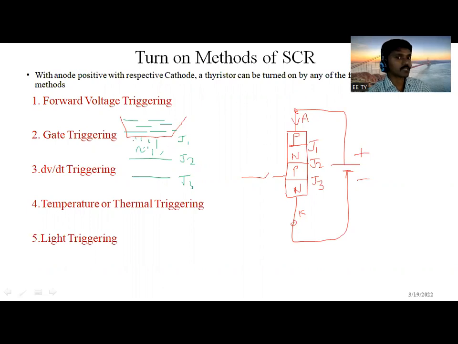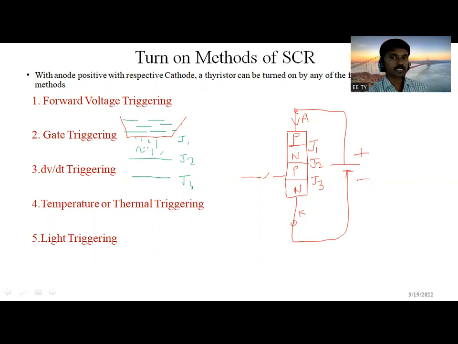So the water stopped here. Clear? So to flow the water from this place to this place, definitely the junctions J2 and J3 should be open. So here in our subject, junctions J1, J2, and J3 should be forward biased. Then only the current can flow from anode to cathode.